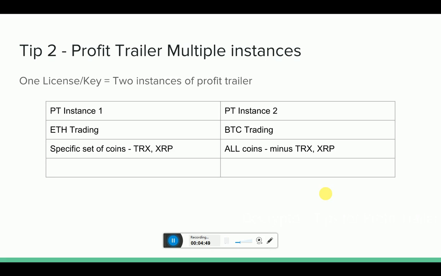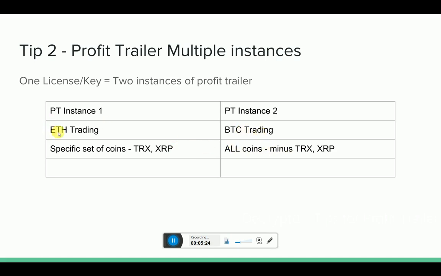Basically, the way I have it configured is I have Profit Trailer instance one trading Ethereum only, and Profit Trailer instance two running only Bitcoin trading. That way, I don't exchange the monetary amounts anywhere. The main catch is that you need to set a specific set of coins for one of the instances and another separate set of coins for the other. That way they don't trade each other's coins.